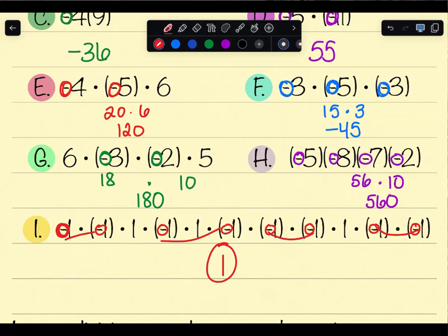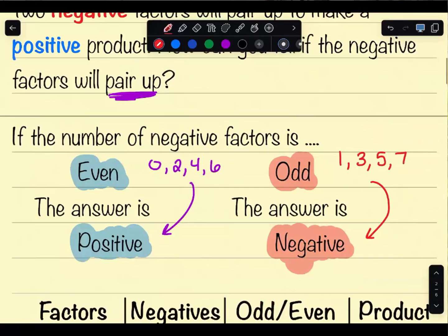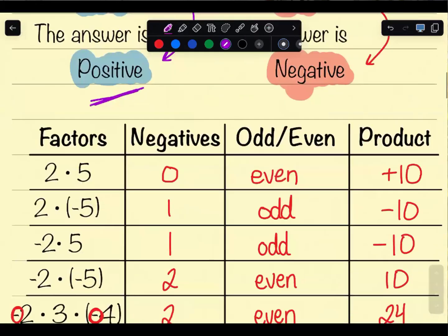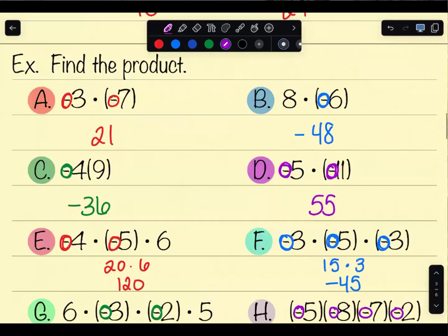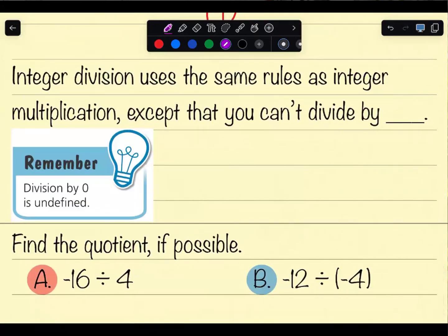So that's what I mean when I say, do you have an even or an odd number of them? Because in this last problem, I had 8 negatives, right? Since 8 is even, that's going to give us a positive answer. So you can tell what the sign's going to be just by counting how many negative numbers you have. Now, division uses the same rules as multiplication. If I've got 2 negatives, my quotient will be positive. If I've got 1 negative, my quotient will be negative, except there's one exception.